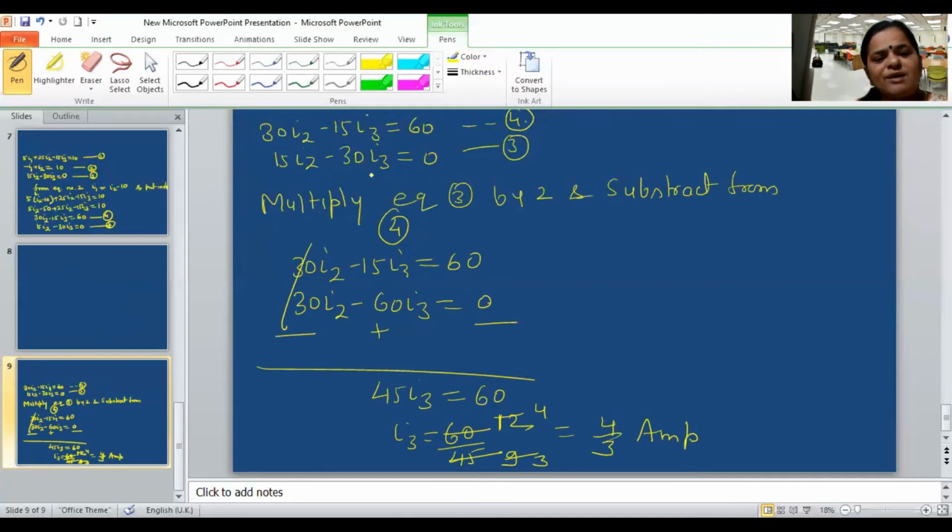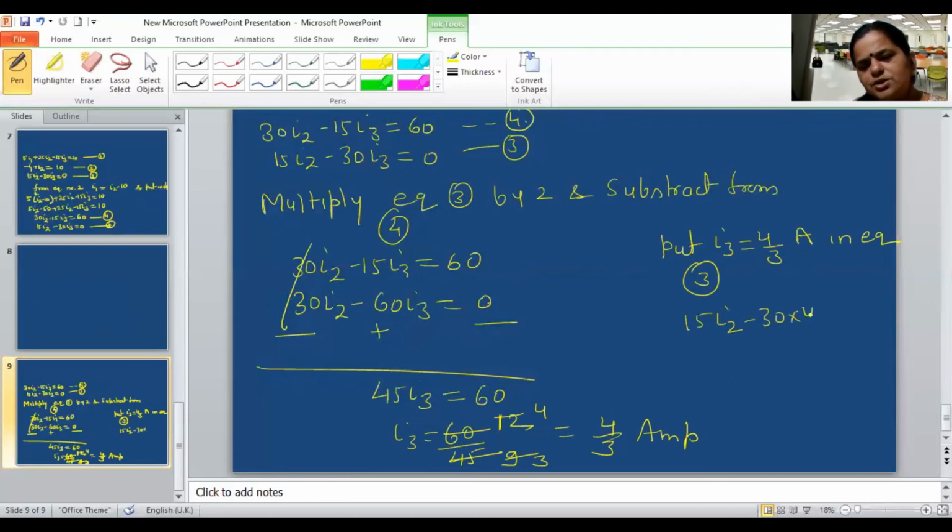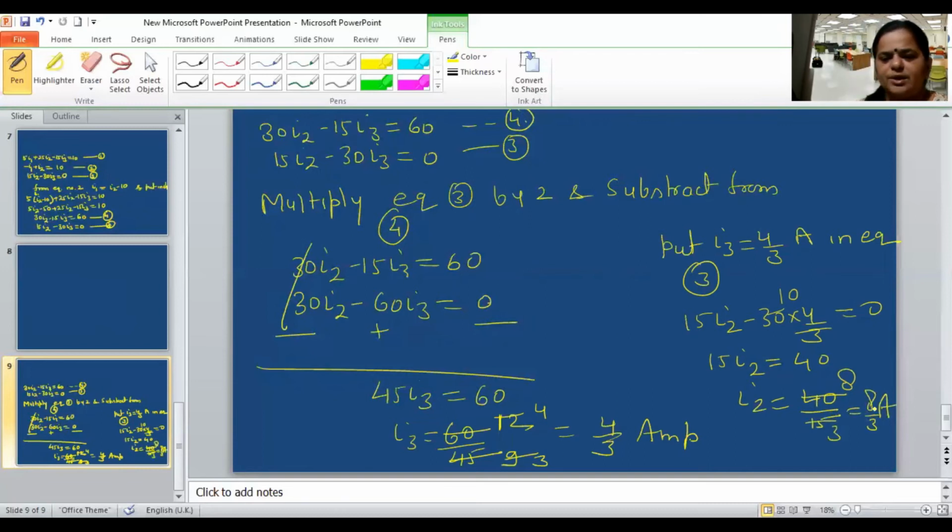Now if I put the value I3 is equal to 4 by 3 ampere in equation 3, what I am going to get: 15I2 minus 30 into 4 by 3, that is equal to 0. So 15I2 is equal to 40. So I2 is equal to 40 by 15. So what is the answer? 8 by 3 ampere. This is your I2. I3 is 4 by 3. I2 is 8 by 3.